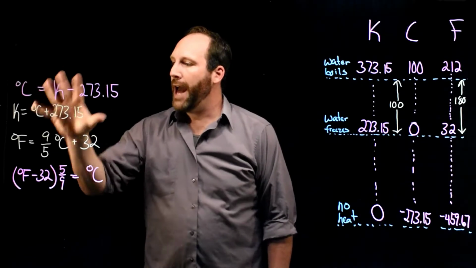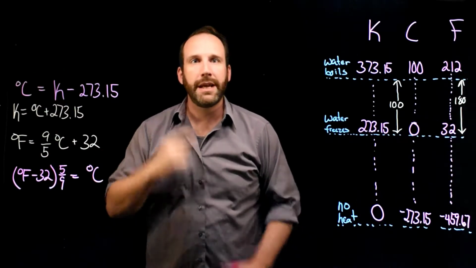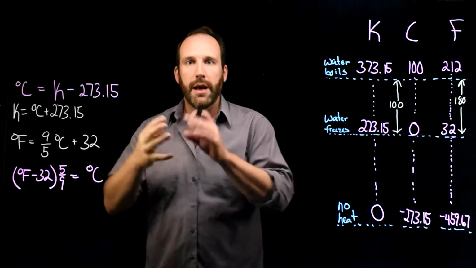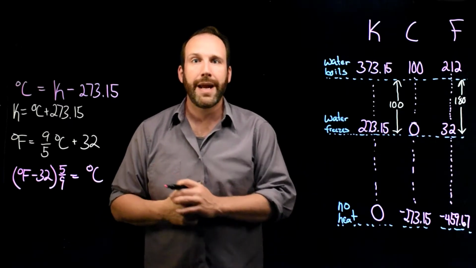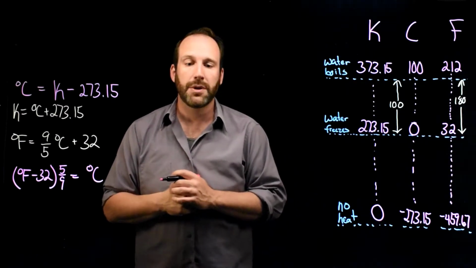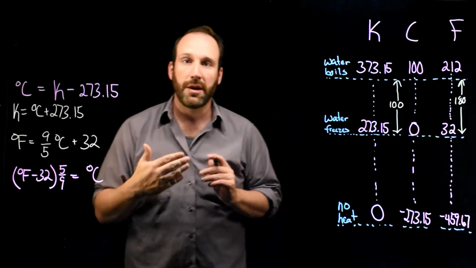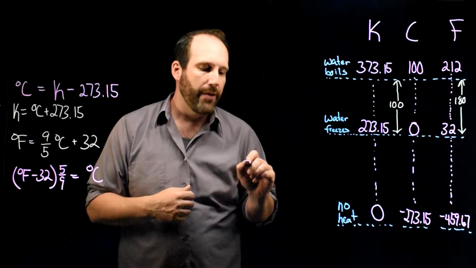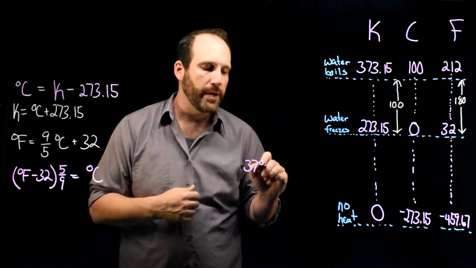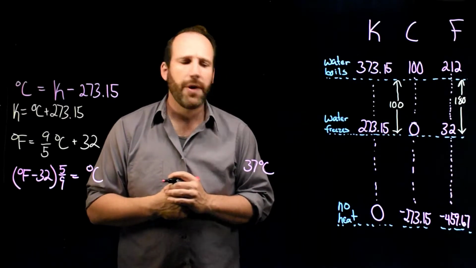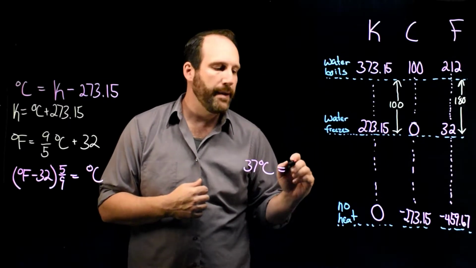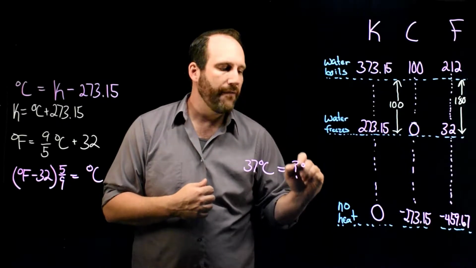Okay? And so now we've got all of the equations that we need to be able to convert between some unit systems here. All right? And so let's do a couple examples. What if you were asked to convert from, say, 37 degrees Celsius, and you're asked, what is that temperature in degrees Fahrenheit?